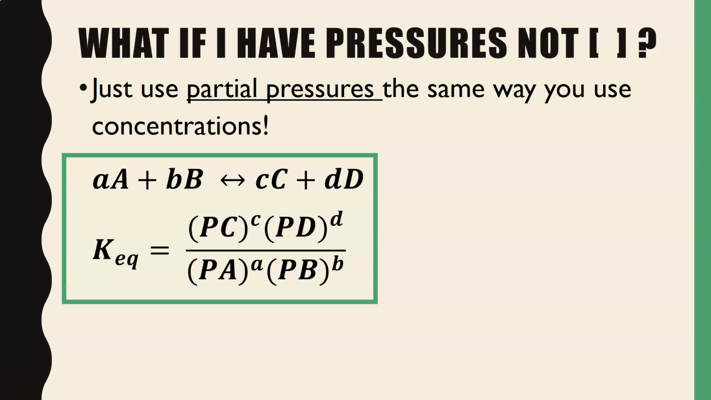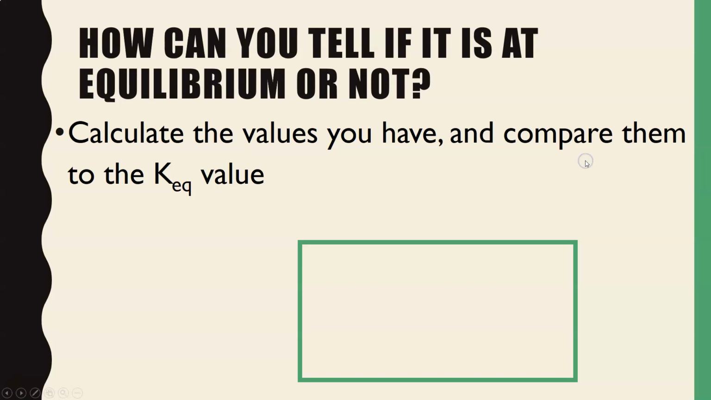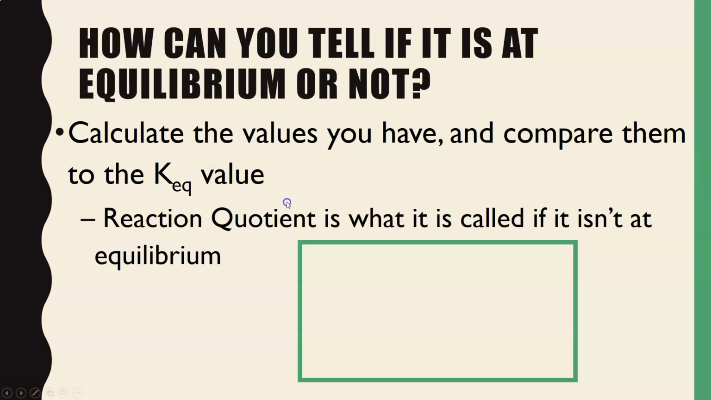So sometimes people will ask, well, how can you tell if a reaction is at equilibrium or not? What if it hasn't gotten there yet? Well, what we can do is we can use these law of mass actions, these equilibrium expressions. We can plug in the concentrations or the pressures that we do have, and we can see if it equals what the K value is supposed to be. So you're going to calculate with the numbers that you're given, and you compare it to the known K value. We call that a reaction quotient.